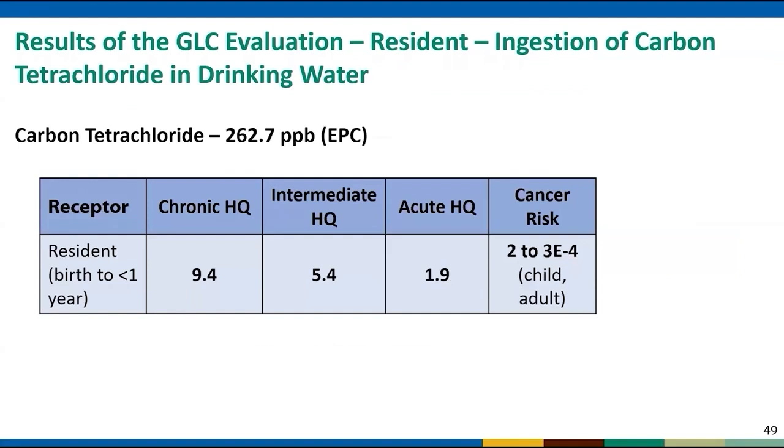This slide presents a summary of the results for the GLC evaluation for residents ingesting carbon tetrachloride in drinking water. As shown, the HQ of 1 is exceeded for the infant with all 3 durations. Specifically, the HQ for the infant are 9.4 for chronic, 5.4 for intermediate, and 1.9 for acute. And the cancer risks for children and adults are 2 to 3 times 10 to the minus 4.